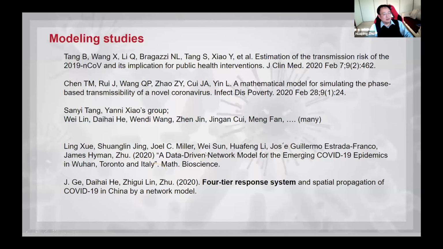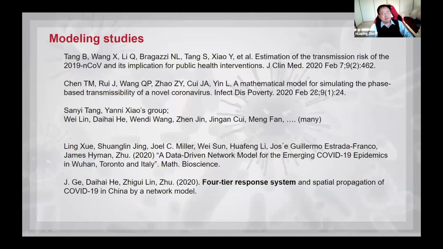We are mathematicians. So this is a mathematical task force for COVID-19. From the very beginning, a lot of mathematicians, applied mathematicians, and modelers started this work. I just listed two, in fact there are so many. The first is by Jian Hong's group, Tang Biao, dated February 7th. Also Jing Anchui, one of the co-authors of the paper, and his co-workers published a paper on February 28th. So from the very beginning, many people were interested in the spreading of COVID-19 in Wuhan.